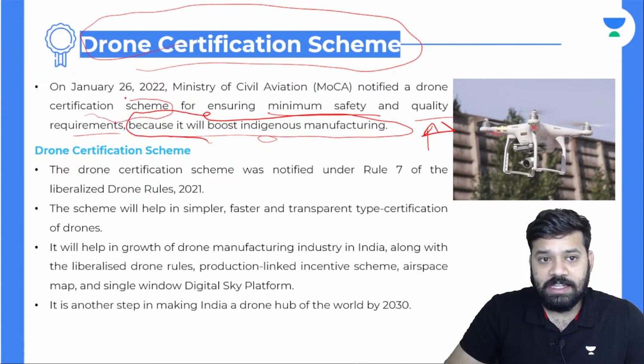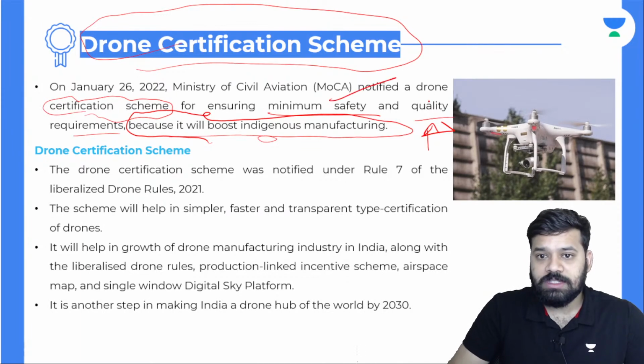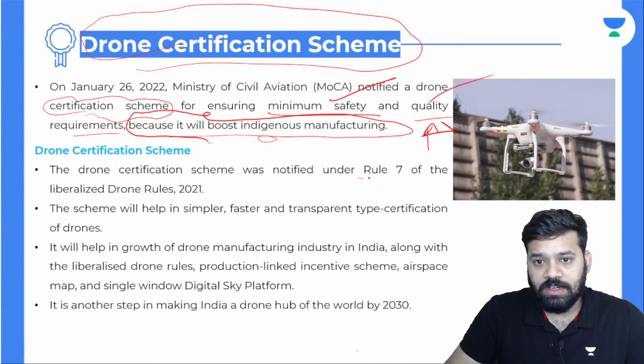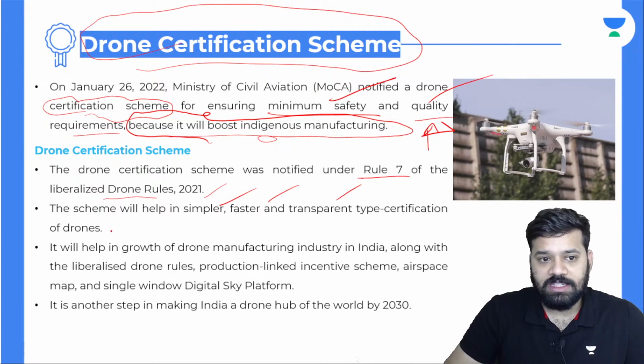That is, they will be providing certificates for those drones which have ensured minimum safety and quality requirements. And about the drone certification scheme, this was notified under Rule 7 of the Liberalized Drone Rules 2021. The scheme will help in simpler, faster, and transparent type certification of drones.